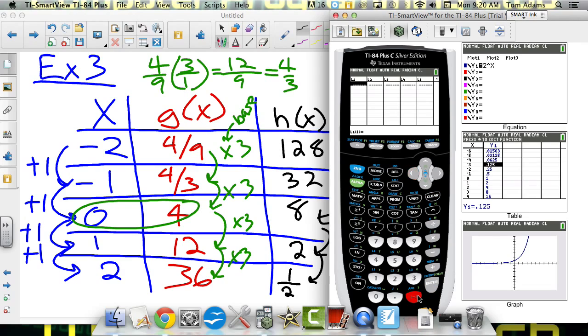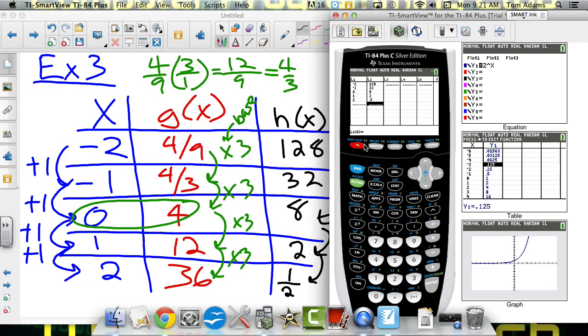So I've got -2, -1, 0, 1, and 2. Oops, did them both in one thing there. And then I'm going to put the corresponding values, which are 128, 32, 8, 2, and 1/2. And then your calculator will convert that to a decimal, which is 0.5.